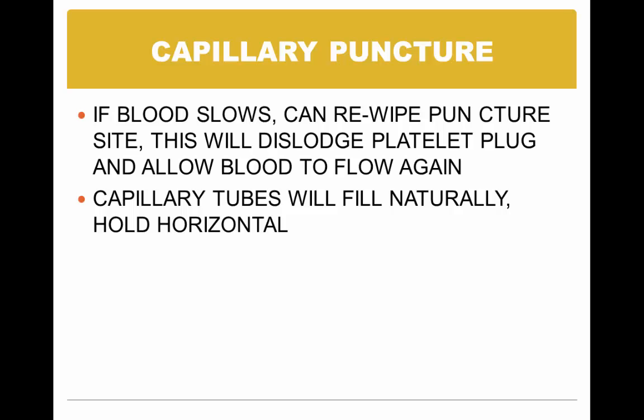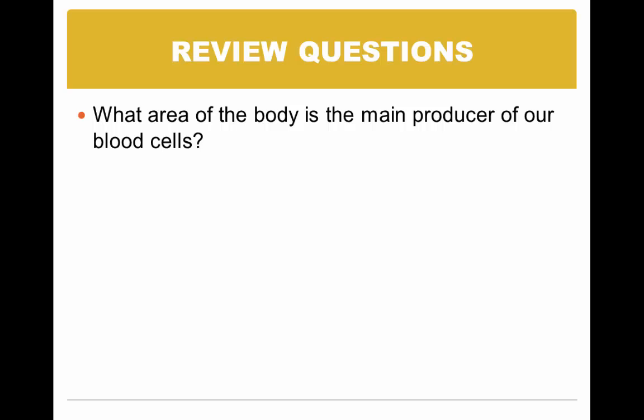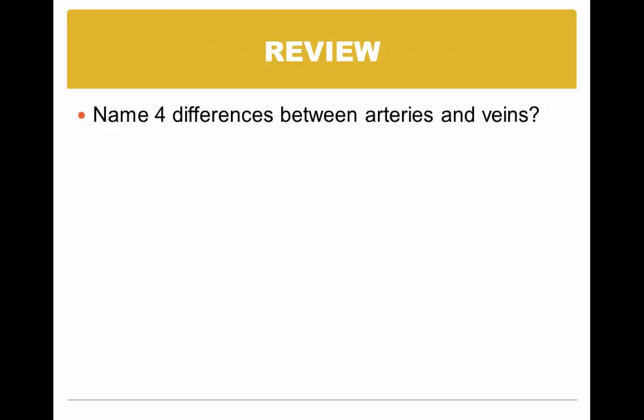Review question: what area of the body is the main producer of our blood cells? That would be the bone marrow. Name 4 differences between arteries and veins. Arteries carry blood from the heart, carry oxygen. It's bright red in color. There are thick elastic walls. There are no valves, and they have a pulse.